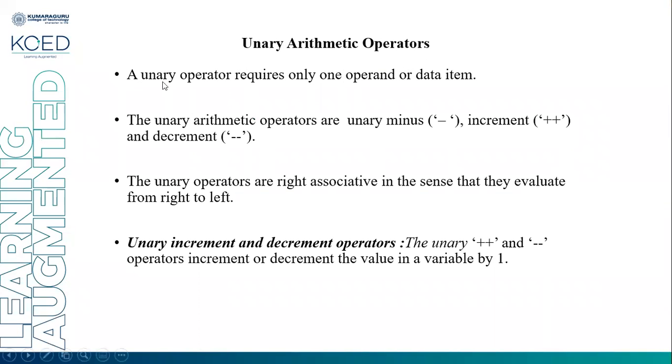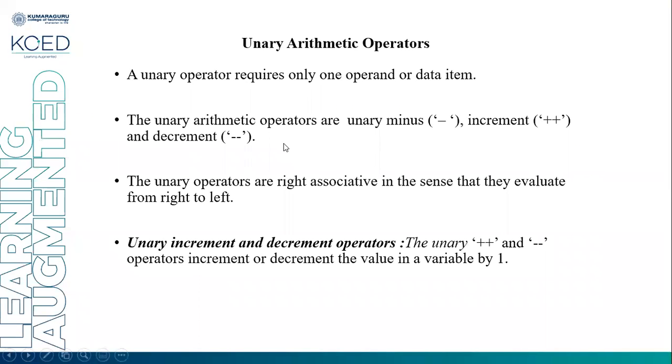Unary arithmetic operator. Unary operators require only one operand or data item. So they deal with only one operand or data item. The unary arithmetic operators are unary minus, increment plus plus, and decrement minus minus. Unary minus changes the sign: a positive value is changed into negative, and a negative value into positive. When I'm using unary minus, it deals with a single operand, as do increment and decrement.